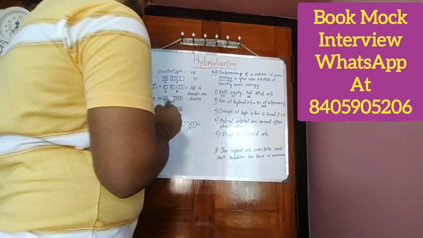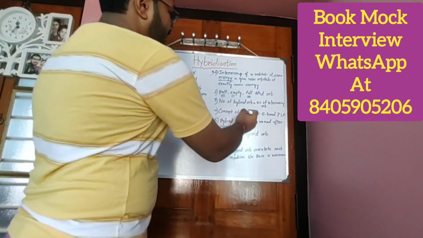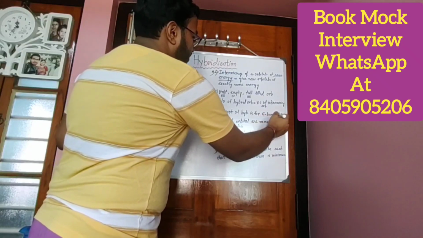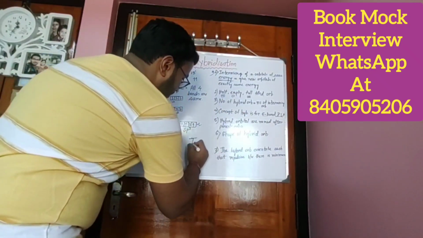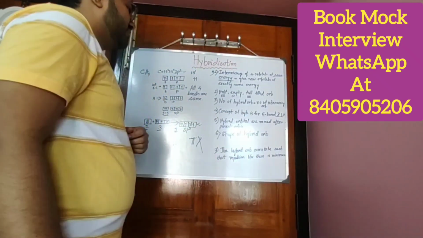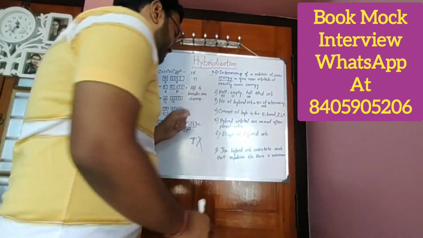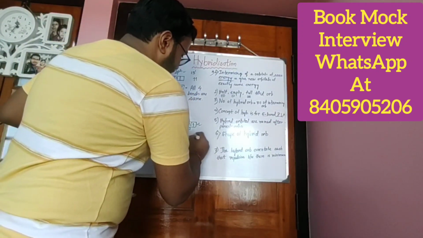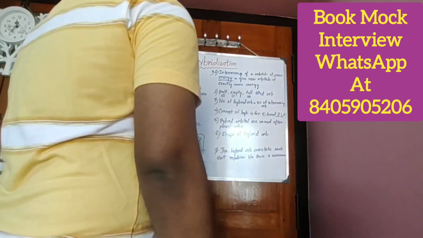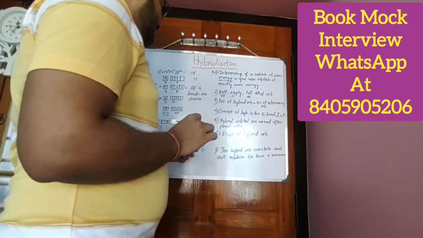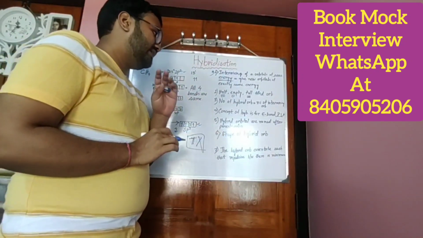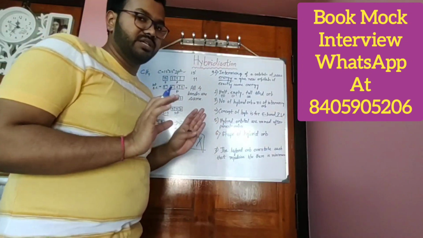The fourth point is that the concept of hybridization is for sigma bonds and lone pairs. Pi bonds will not be taken into consideration in hybridization. That is a very big point. If you want to write it, you have to remember that a pi bond will not make any type of impact in hybridization.